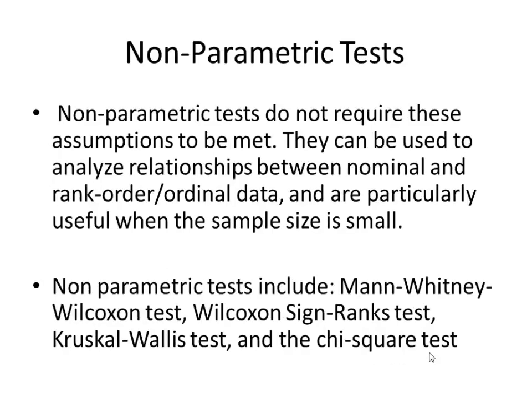Non-parametric tests do not require these assumptions about the data to be met. They can be used to analyze relationships between nominal and rank order or ordinal data, and they are particularly useful when the sample size is small. The non-parametric tests include things like the Mann-Whitney-Wilcoxon test, the Wilcoxon Signed-Ranks test, the Kruskal-Wallis test, and the chi-square. Among these, we will be talking about the most frequently seen in the rehabilitation counseling literature, the chi-square. So we'll be looking at that statistical test a little later on.